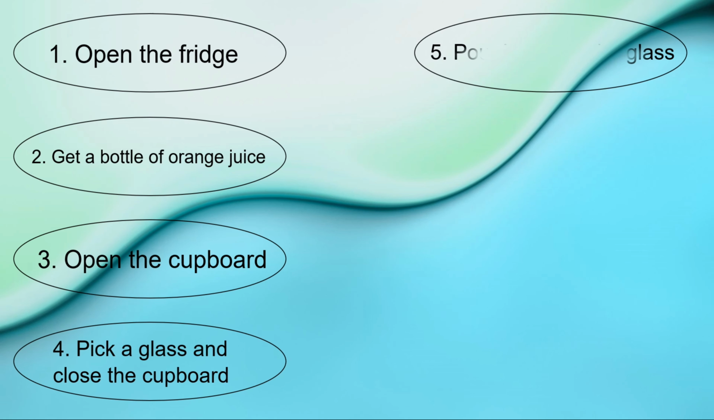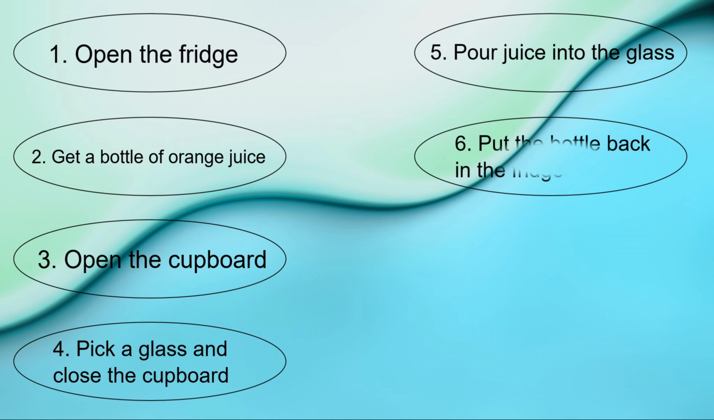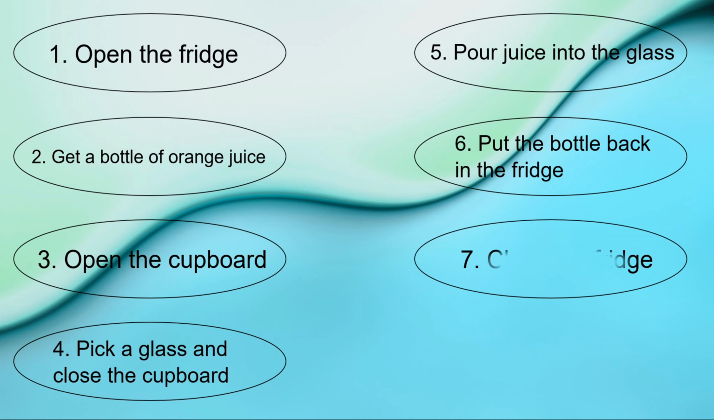For example, if the problem is get a glass of orange juice, the algorithm would probably be open the fridge, get a bottle of orange juice, open the cupboard, pick a glass and close the cupboard, pour juice into the glass, put the bottle back in the fridge, close the fridge, and drink your juice.